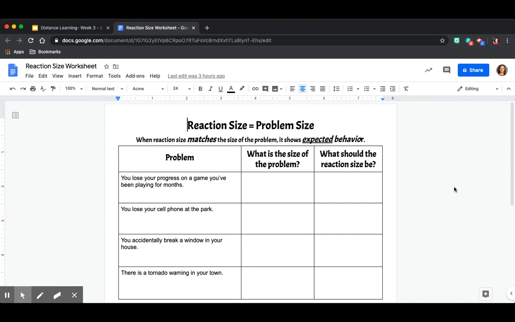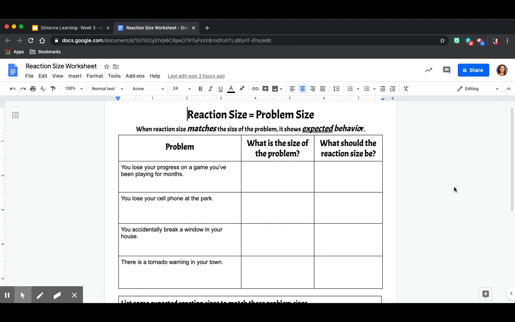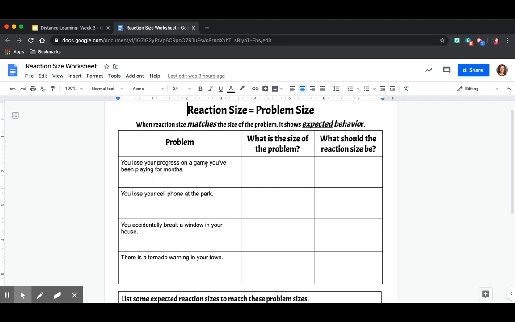So on Wednesday, I have this worksheet for you to work on, but I wanted to give some examples before I let you go. So in this first section, it's saying these are the problems, and what I want you to do is tell me the size of the problem, and then what should your reaction be. If you were just paying attention at all to the PowerPoint, you're going to know that these two should be the same because we want it to match, right?